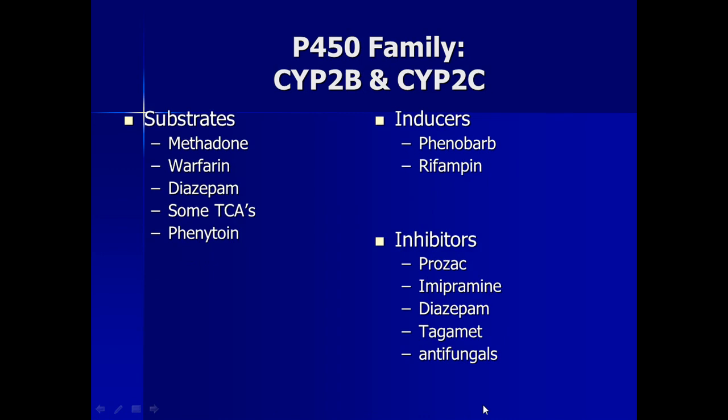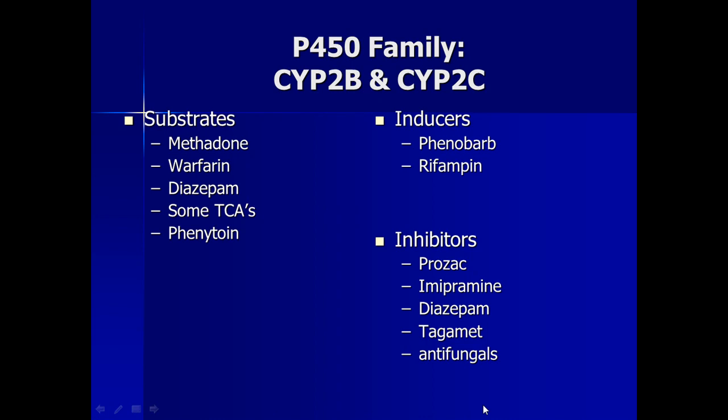Moving on to the next group of enzymes, 2B and 2C. And again, substrate plus inducers equals decreased substrate. So methadone plus phenobarb would equal decreased methadone. And 2% of the population are without these enzymes. So when someone is not responding to medications the way they should, genetic testing, the P450 testing, is a wonderful thing to do. So 2% of the population don't have these isoenzymes. 20% of the population have them, but they're not sufficient.